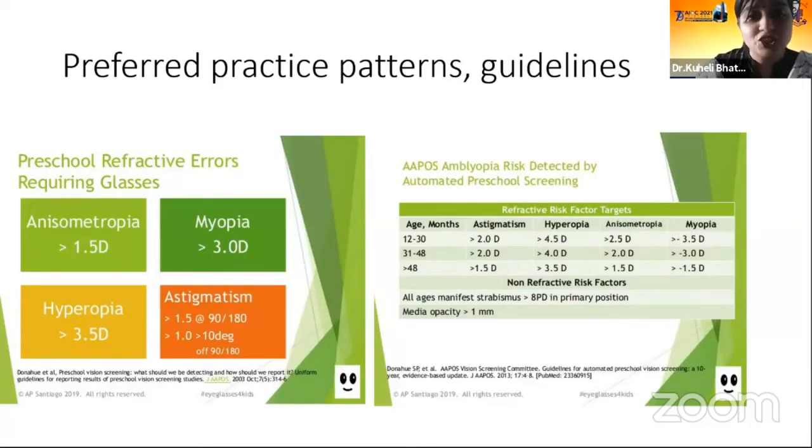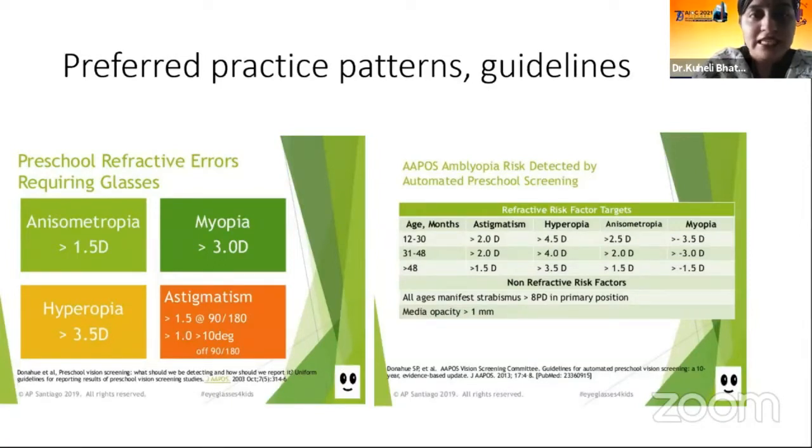Now, this is a chart which is mostly preferred by Indian ophthalmologists. This is the chart by the American Association of Pediatric Ophthalmology. What I want to really stress upon is that this is preferred practice patterns, and these are guidelines. These are not set in stone, and it also depends on a lot of other points.